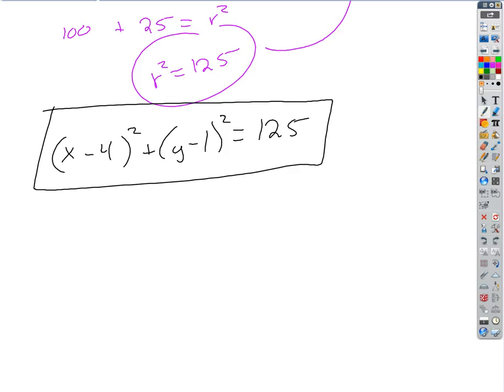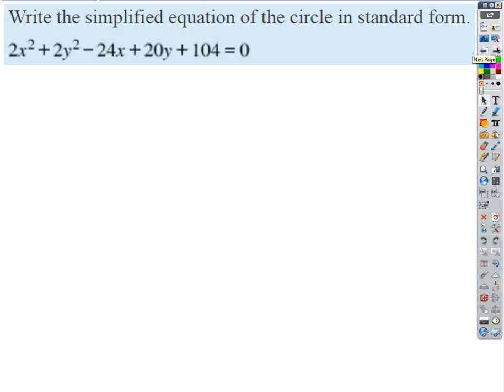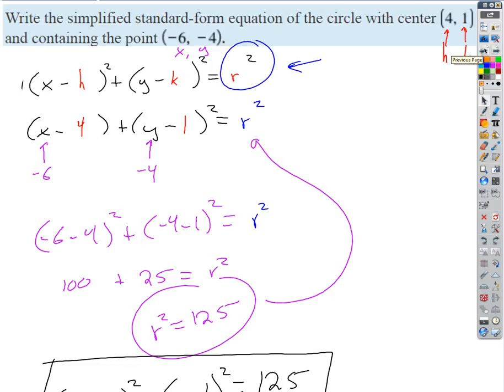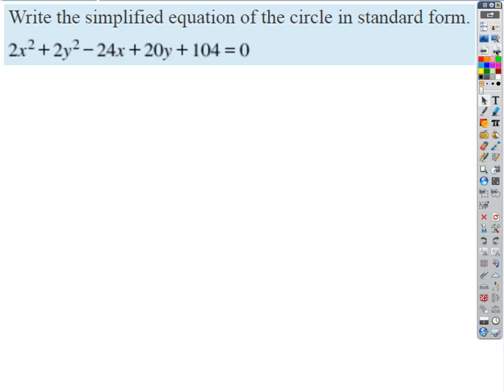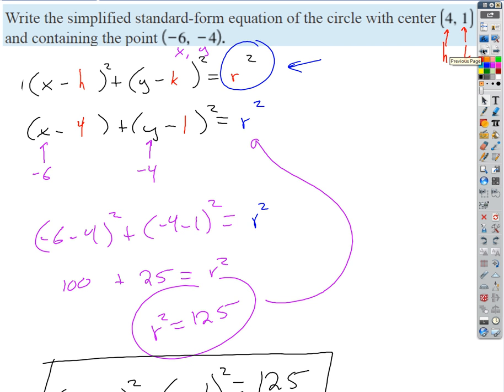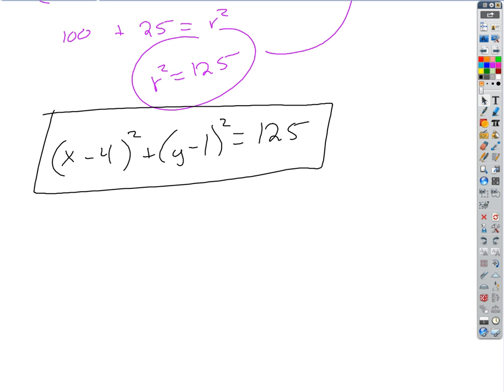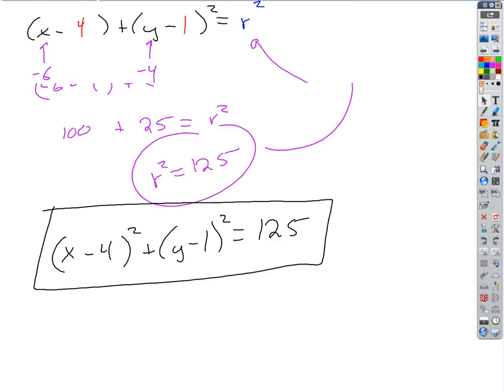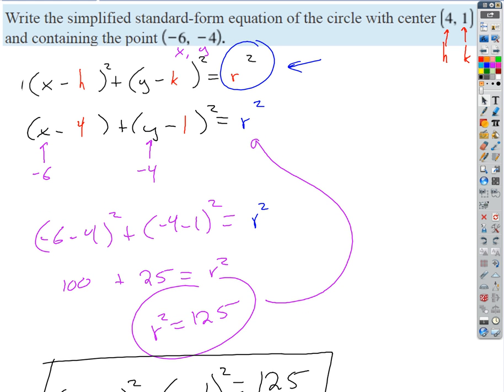Okay, now I've got another example here, but we won't even do that example. For that one, that's all we can do. Does that make sense? Okay. All we're doing is trying to algebraically find out what the values of h and k and r are for this circle, and we're given 2 of them, so I had to find the third.